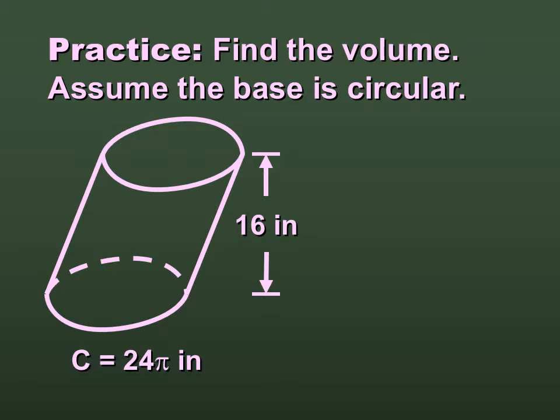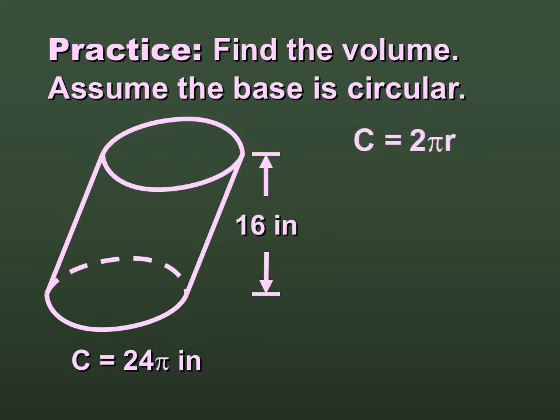Again, here's a circular cylinder. We can use the same formula: volume is equal to pi r squared h. However, they did not give us r. They gave us the height, but they didn't give us r. They only gave us the circumference of the circle of the base. So we have to use the circumference to find our radius.